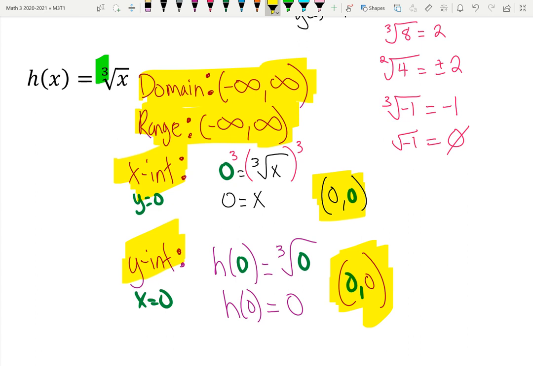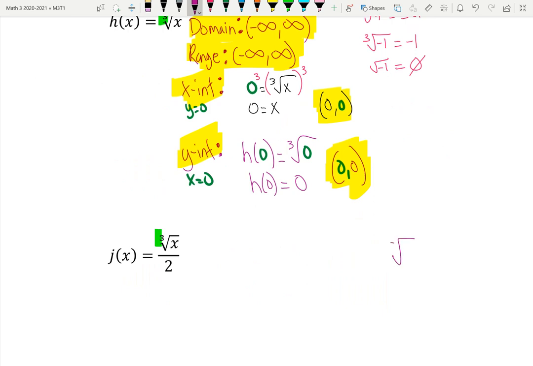Let's do one more. Okay, again, I see it's an odd degree. That means, remember, for an odd degree, the cube root of negative 1 is negative 1. The cube root of 1 is positive 1. Negatives and positives work. So my domain, well, negatives and positives work. That means I can plug in all negatives, I can plug in 0, I can plug in positives, and it'll be all good.